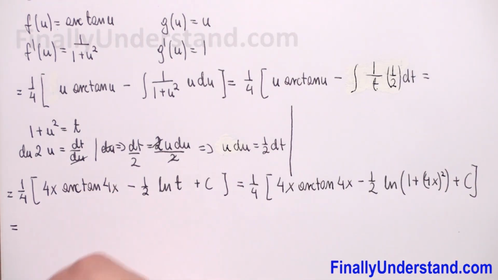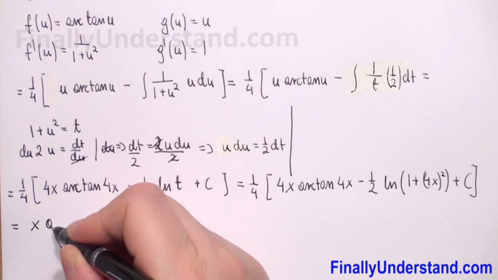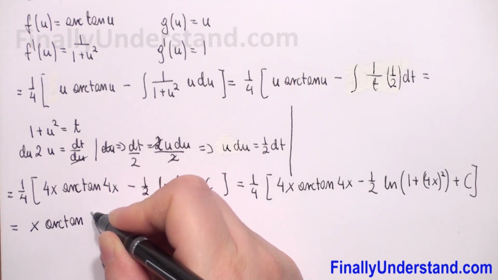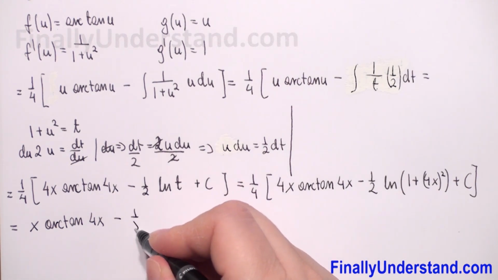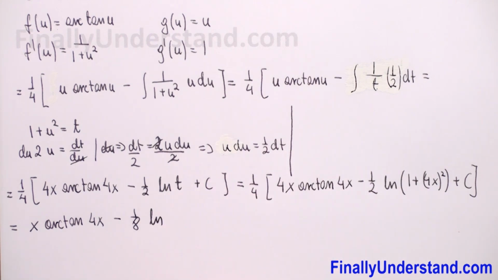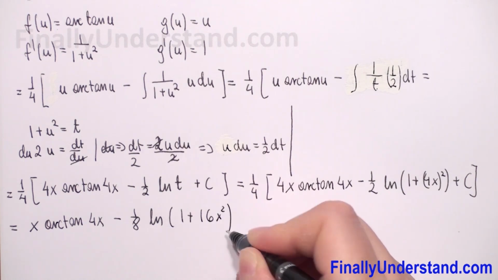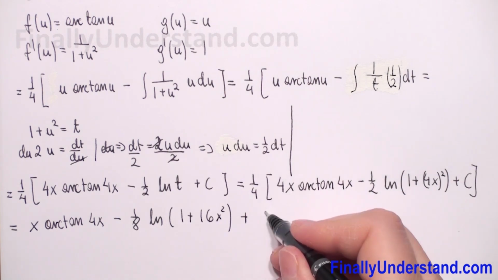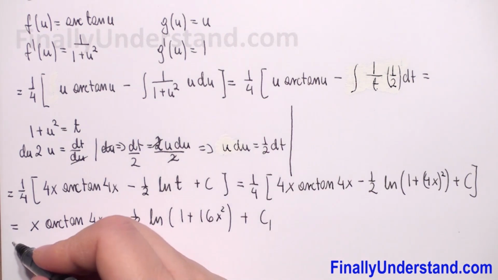So this is equal to. We can do the multiplication. So 4 and 4 we can reduce and we will have for the expression x times arctangent of 4x minus 1 over 4 times 1 over 2, which is 1 over 8, natural logarithm of 1 plus 16x squared plus constant c1, because 1 over 4 times a constant is still a constant. I can put c1. This is my solution.